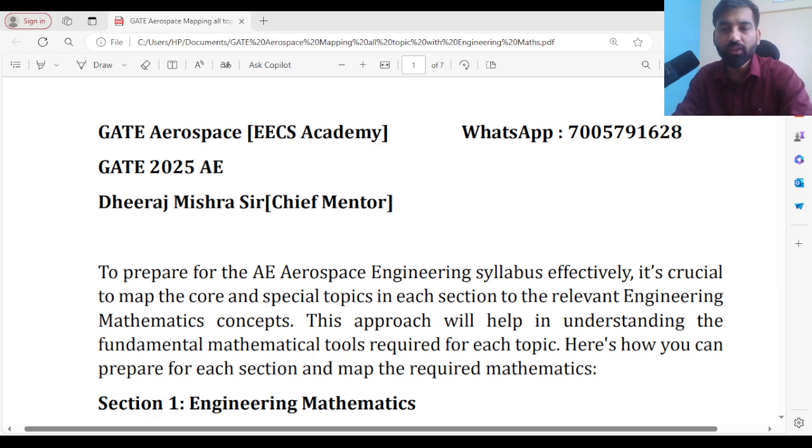So I was thinking about the idea that I always share with my students, those who got IIT Bombay, IIT Madras, IIT Kanpur, and many IITs this year from GATE Aerospace Engineering. To them I mentored engineering mathematics and aptitude, and I also shared this PDF. This is one of the important mappings.